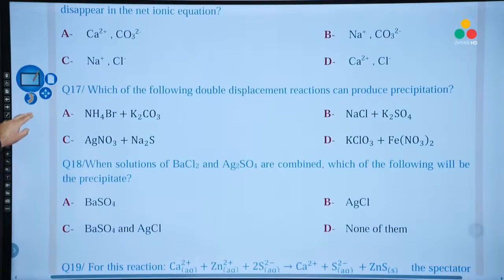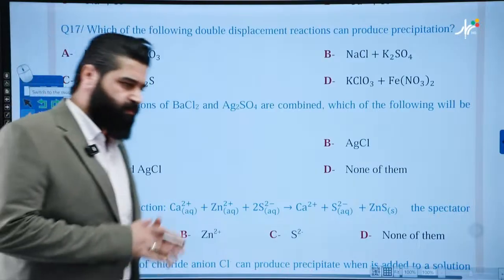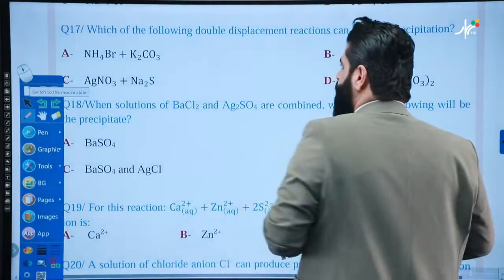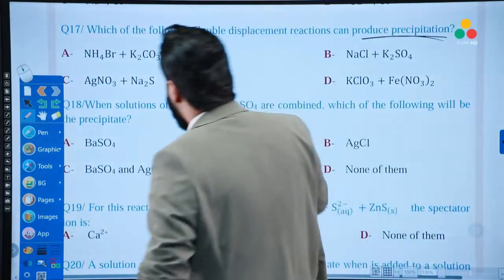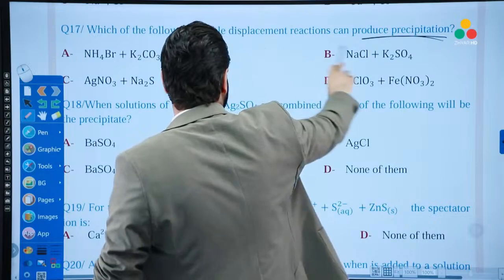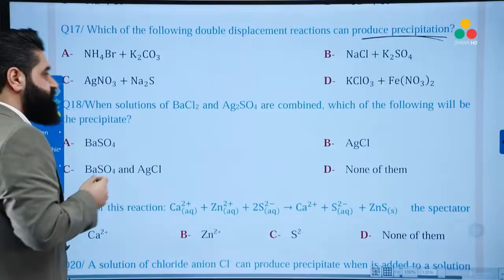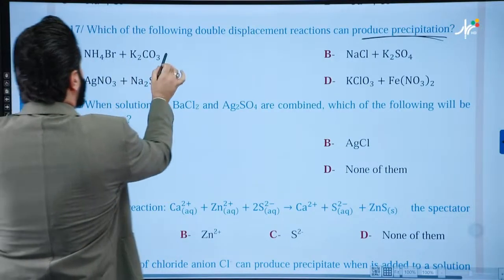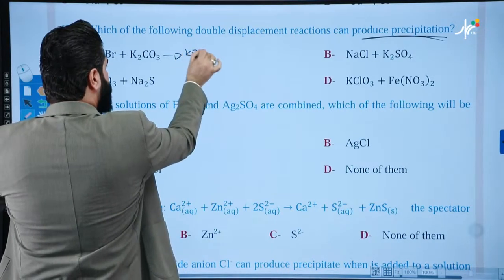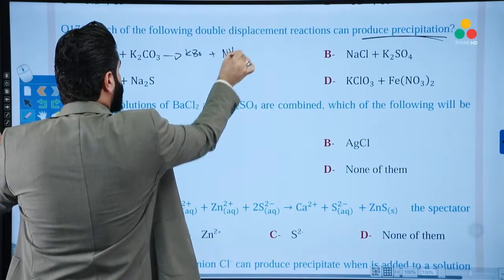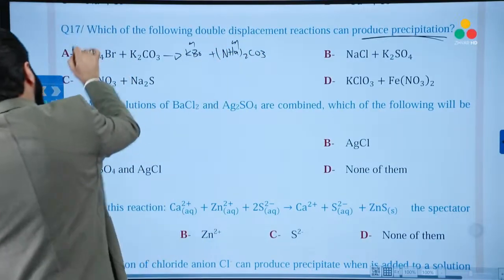Another question. Okay, this is the same as previous question. Let me show you the idea, in this question we're combining 4 different questions. Look, which of the following double displacement reactions can produce precipitate? So we have to complete the double displacement for the following 4 reactions. Then we'll decide which of the following can produce a solid. Look at this. The products here are KBr plus (NH4)2CO3. This is AQ, this is AQ. There's no precipitate here.